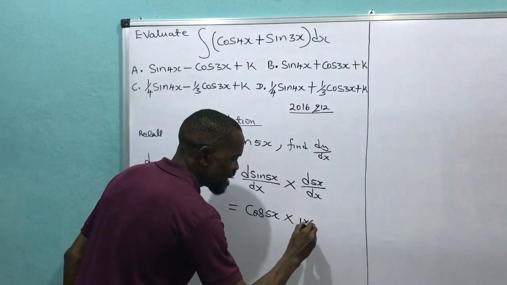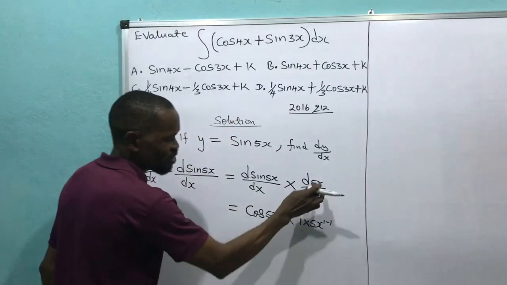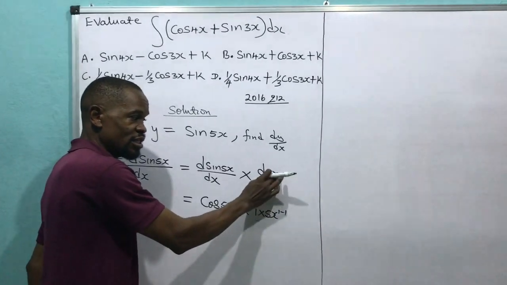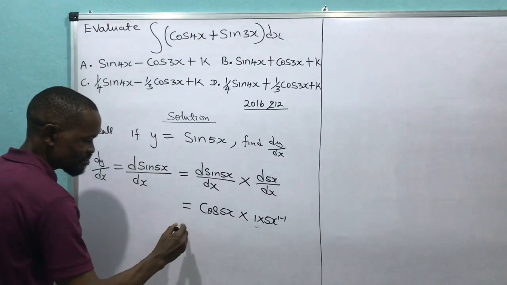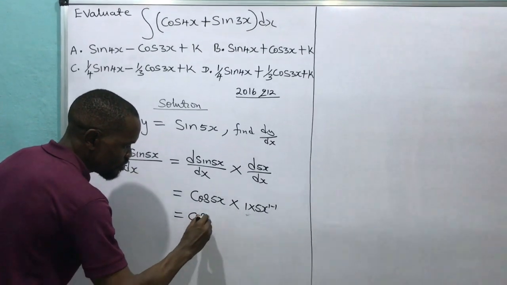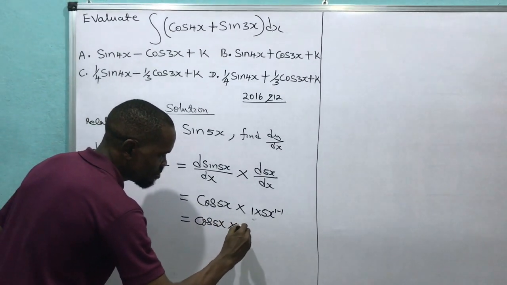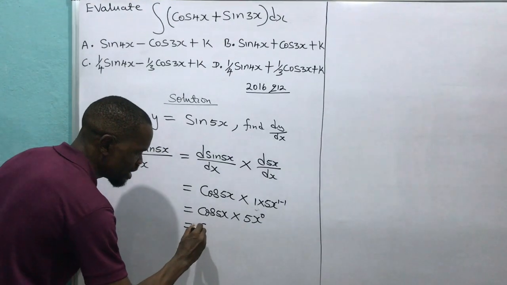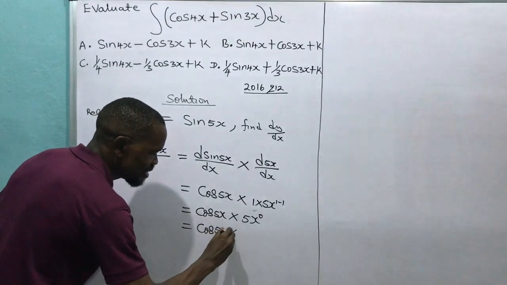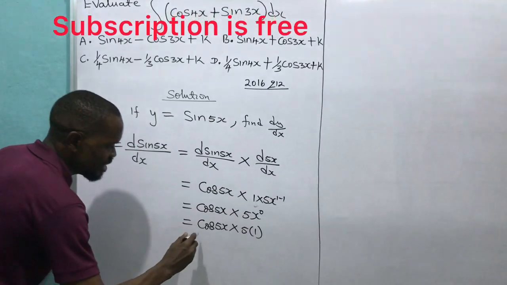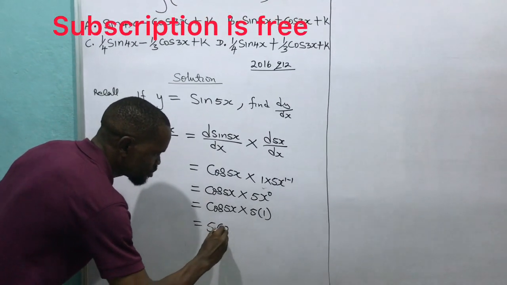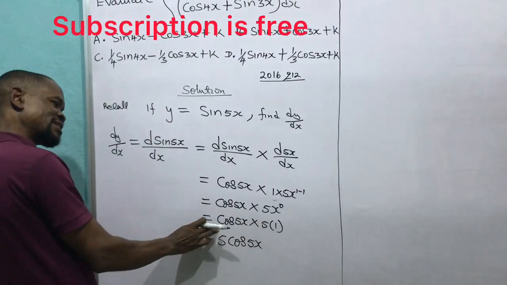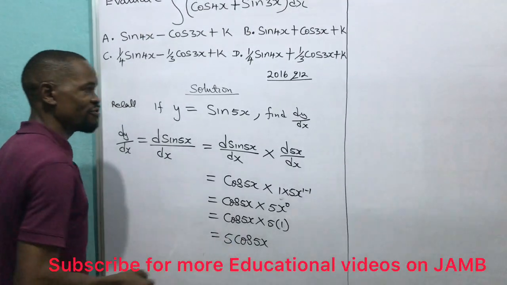1 times 5x raised to the power 1 minus 1, because this is power 1. Remember when we talked about differentiation, I'm subtracting. I'll have cos 5x times 5x raised to the power 0. And you remember, anything raised to the power 0 is 1. I have cos 5x times 5 into 1, then this will give me 5 cos 5x when we differentiate this.